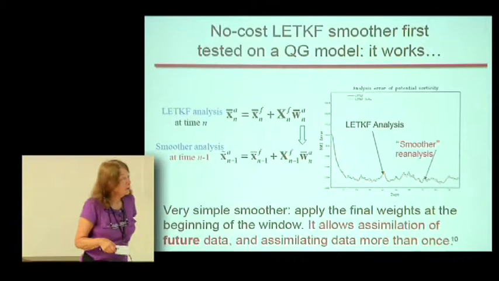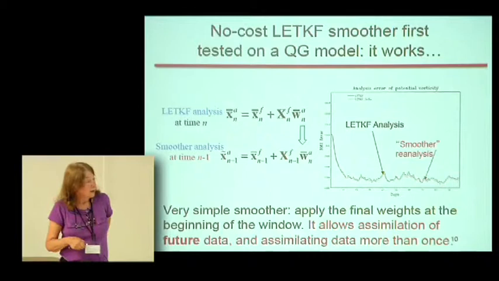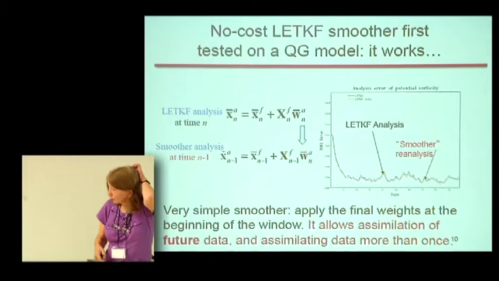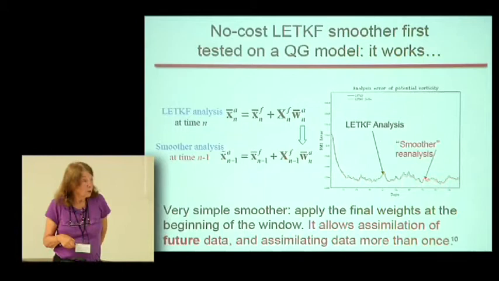So we first tested it with a quasi-geostrophic model, and basically the formula is here. We first do the regular LETKF analysis at time n and obtain the weights valid at time n, and then we apply the new weights at time n minus 1, and then we repeat the analysis a second time. And first we checked whether it works, and it does work, and we got a better result.